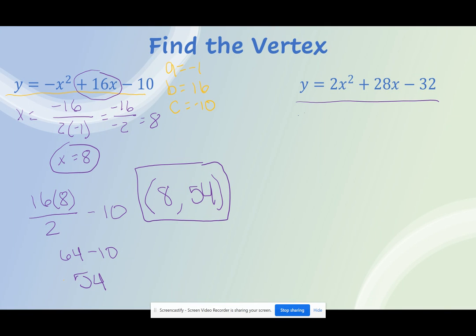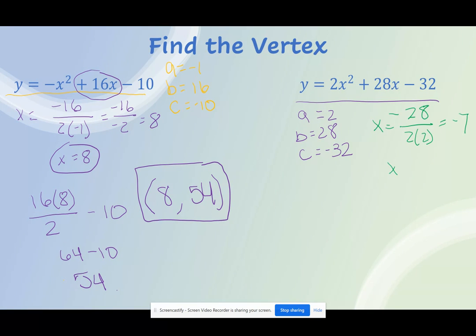Over here, a equals 2, b equals 28, and c equals negative 32. I'll change the color of the pen. So to do our x equals negative b over 2a, we get negative 28 divided by 2 times 2. So negative 28 divided by 4 is negative 7.